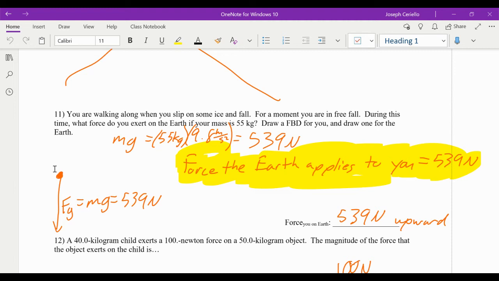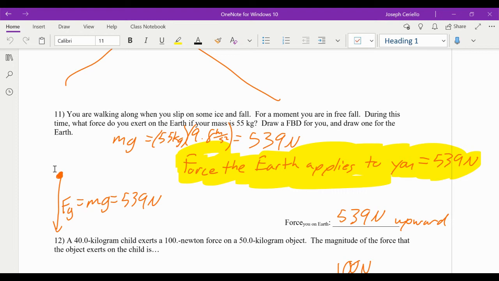Well, that should be equal to the amount of force that the Earth exerts on you, right? According to Newton's third law. So the force that the Earth exerts on you, that's the force of gravity. So in this case, the force of gravity acting on you is 539 newtons pointing down. Therefore, you have to apply a force of 539 newtons upward on the Earth.